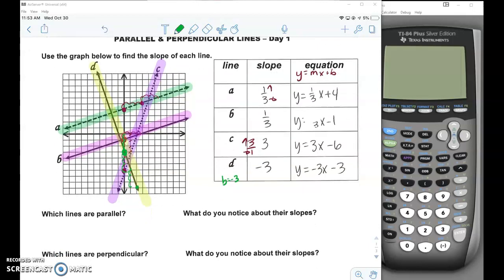Using this graph, which lines are parallel, or which ones never touch? If we look closely, we can see that A and B never touch, they are parallel. And if you notice, their slopes are exactly the same.